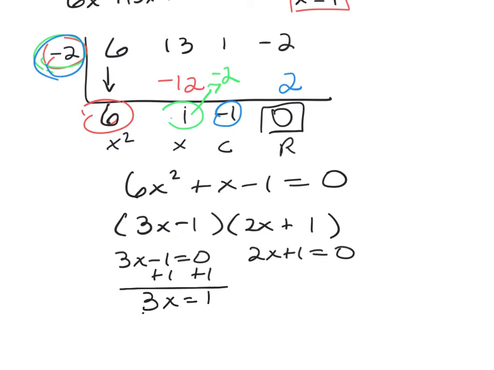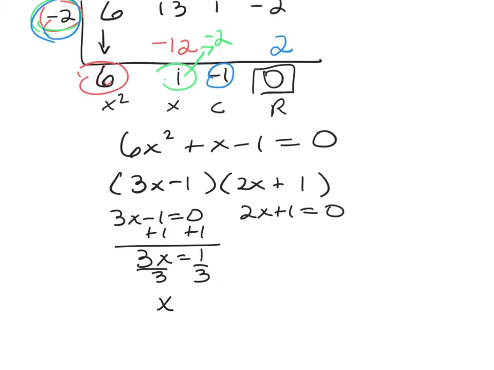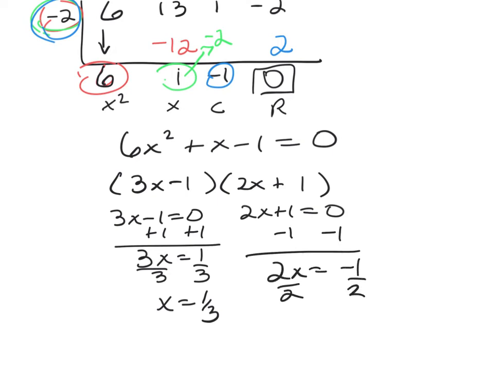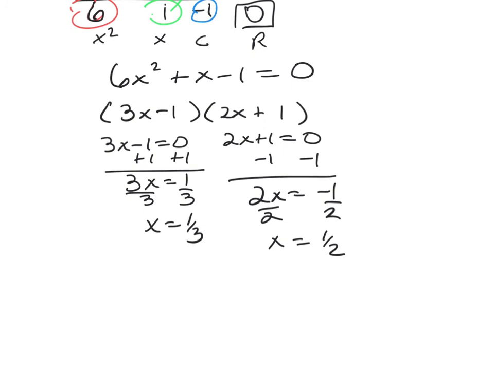3x equals 1. Divide by 3, and x equals 1/3. Over here, subtract 1, and 2 divided by 2, and x equals negative 1/2. So in WebAssign, you're going to key in negative 2, negative 1/2, positive 1/3, and positive 1.